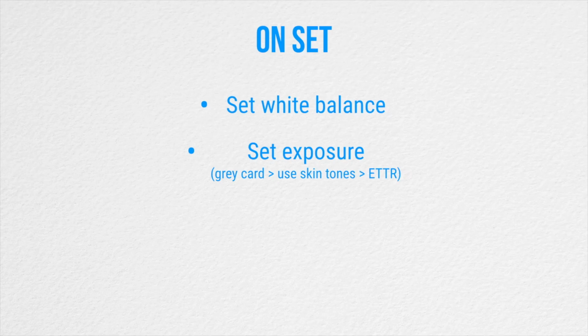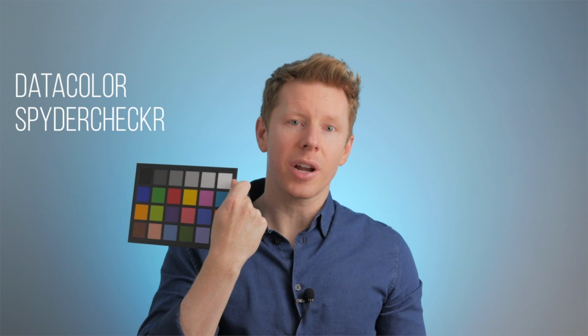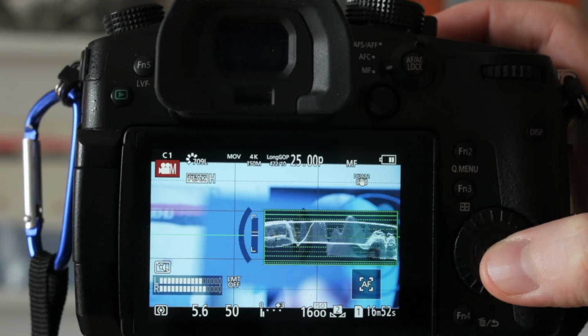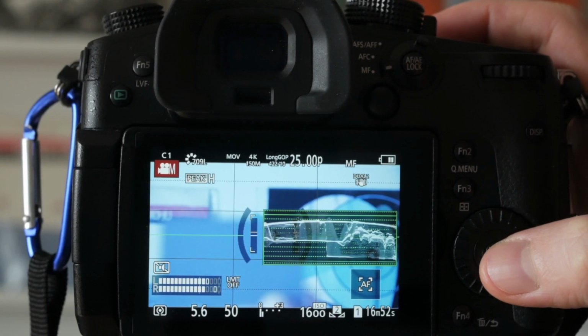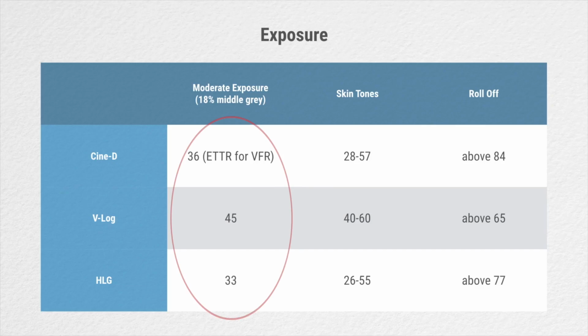So you've got your white balance, next you need to look at the exposure. Now earlier on I was referring to moderate exposure. I'd recommend you get that moderate exposure using a middle grey card, and you'll be making sure that the middle grey card appears on the waveform monitor in your GH5 at these values according to whichever profile you're using.